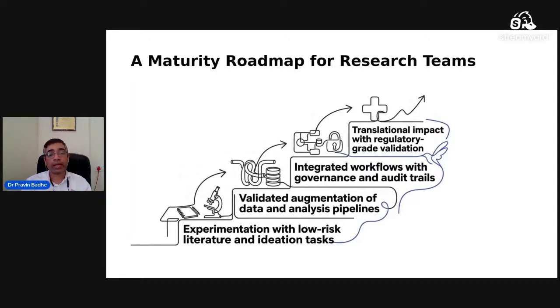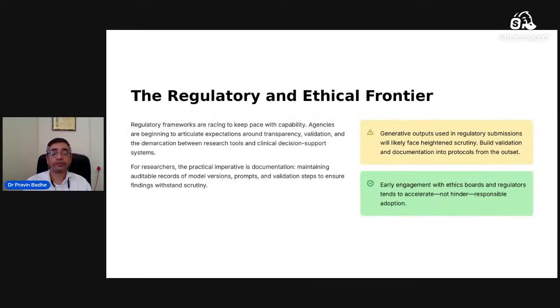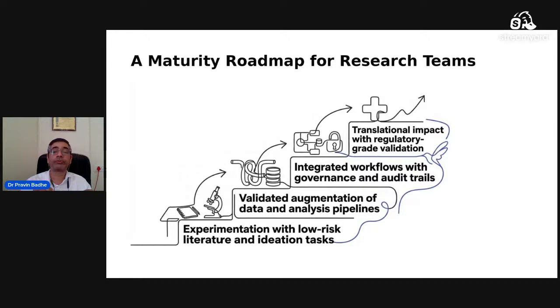Then the second is validation of that data, so that you can make sure that you are not just using the generative content from the AI. Integration of the workflow with the governance and with the audit trail. That is what I mentioned earlier, the regulatory and the ethical point where you should develop the trust. And the last one is the translational impact, which will be created with the help of the regulatory-grade validation. That is registering with the regulatory bodies.